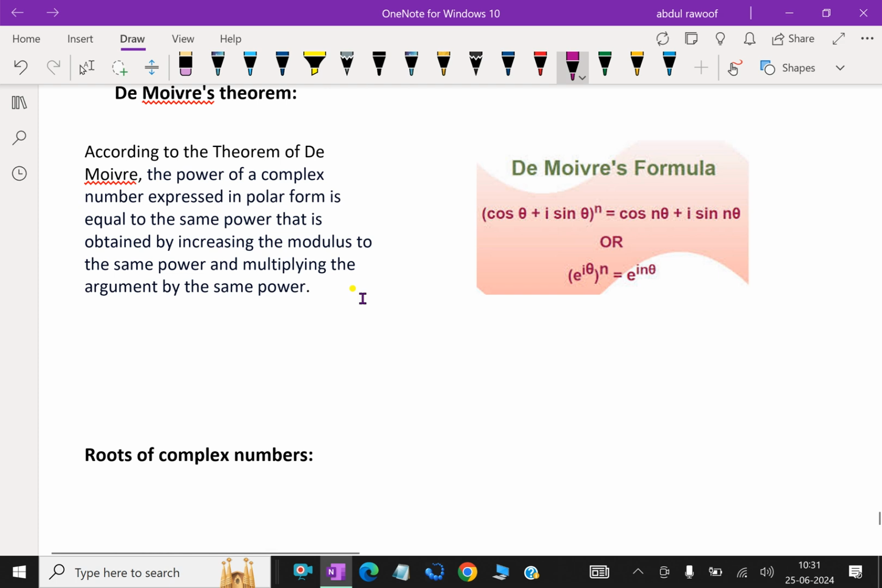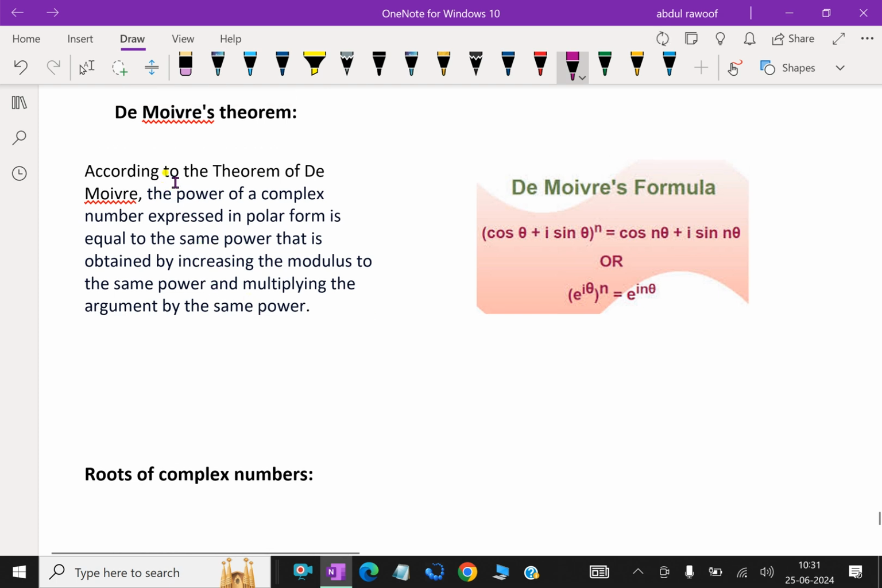Next is, what is De Moivre's theorem? According to the theorem of De Moivre, the power of a complex number expressed in polar form is equal to the same power obtained by raising the modulus to the same power and multiplying the argument by the same power. That means De Moivre's theorem tells us (cos theta plus i sin theta) whole power n is equal to cos n theta plus i sin n theta, which is represented by (e power i theta) power n equal to e power i n theta.